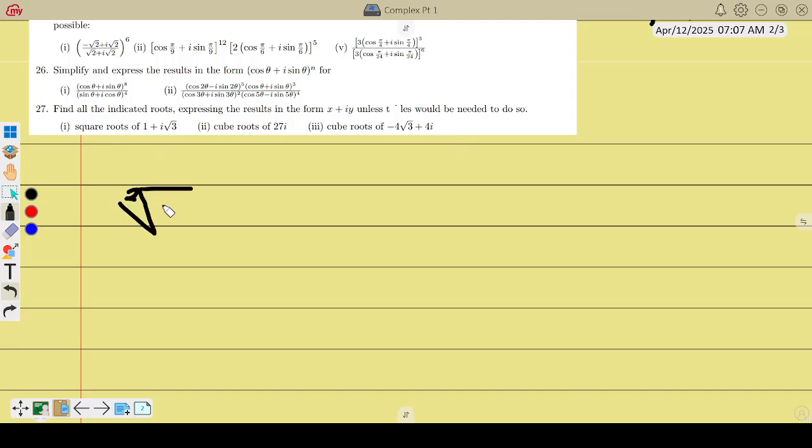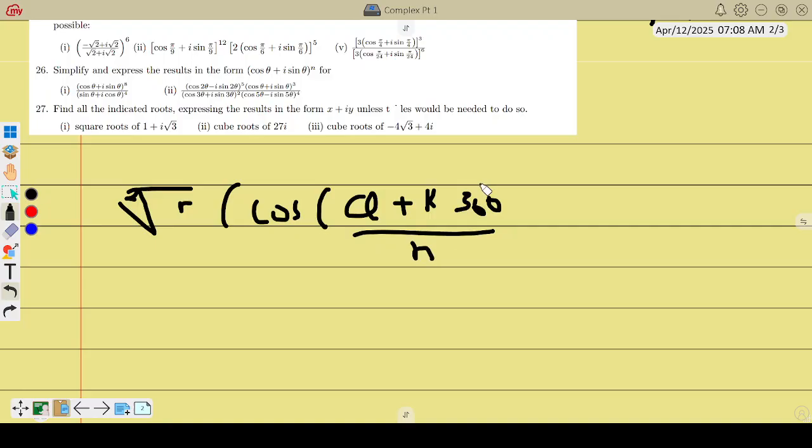Here we are going to have r to the power 1 over 2, cos of theta plus k times 360 over n, where there's n we'll be putting a 2. So here we just need r. We need to know what r is, and we need to know what theta is.